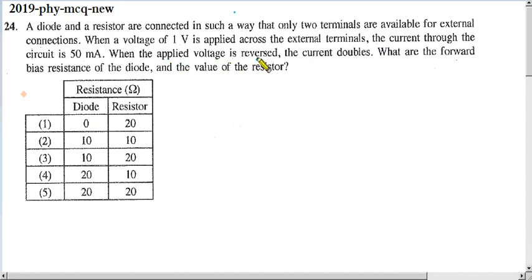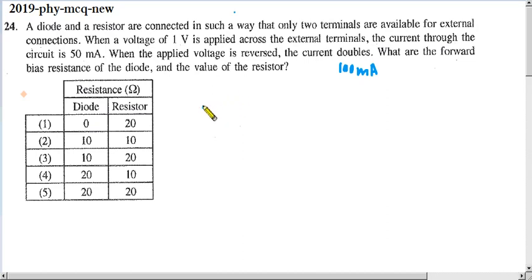When the applied voltage is reversed, that means positive and negative exchange polarities, the current doubles, that means 100 milliampere, because the first time they say 50. What are the forward bias resistance of the diode and the value of the resistor?